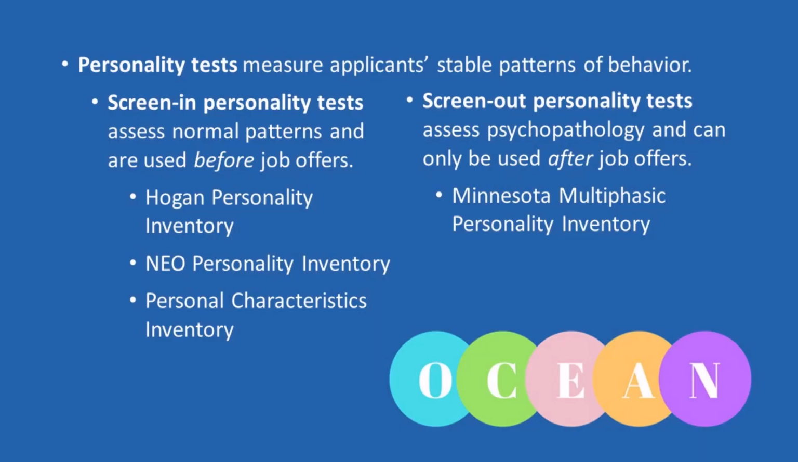Personality tests measure stable patterns of behavior. The Big Five model is the most popular. Extroversion and conscientiousness tend to be predictive across many jobs and industries. Screen-in personality tests identify normal personality and can be administered as pre-employment tests. Screen-out personality tests, however, identify psychopathology and can only be administered after an offer of employment.